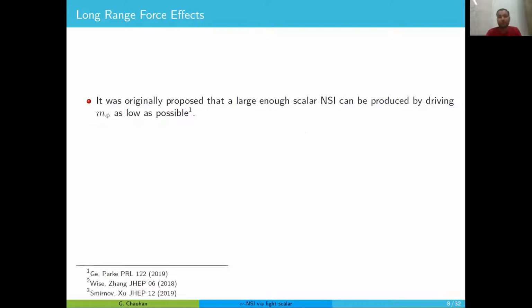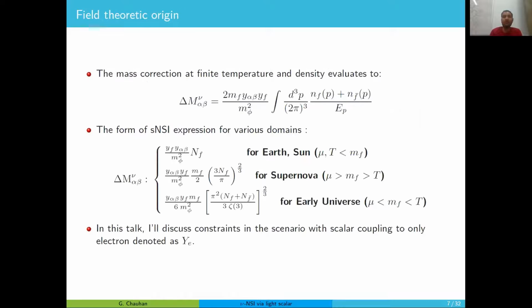So it was originally proposed that large enough scalar NSI can be produced by driving m phi as low as possible. If I go back to the last slide, this effect can become as large as possible if you make m phi very small. In all these three cases, we see that it's dependent on 1 over m phi squared. So if it's very low, then this effect is super big.